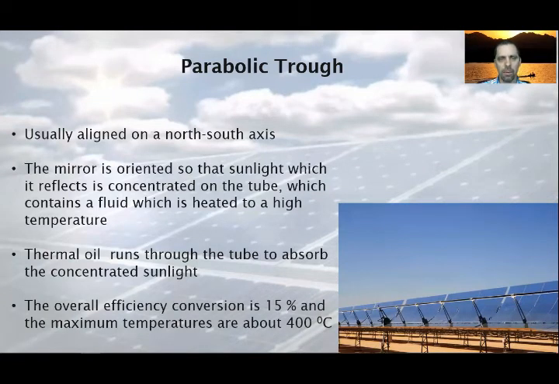Depending on the solar application and the temperature you want to reach, one type of fluid or another is used. For a maximum temperature of 200 Celsius degrees, mineralized water or ethylene glycol can be used as working fluids, and for higher temperatures up to 400 Celsius degrees, synthetic oil is used. The overall conversion efficiency is 15%, and the maximum temperature is about 400 Celsius degrees.